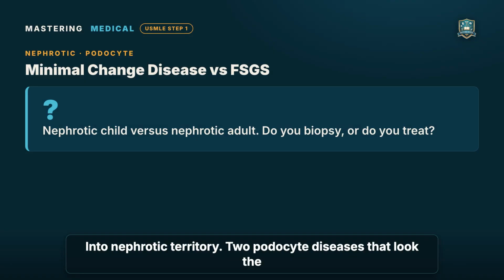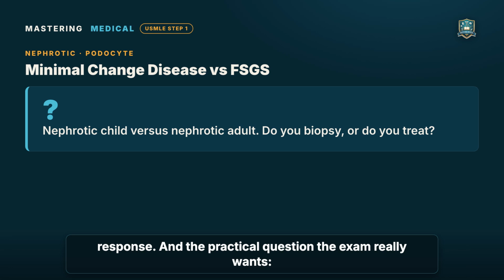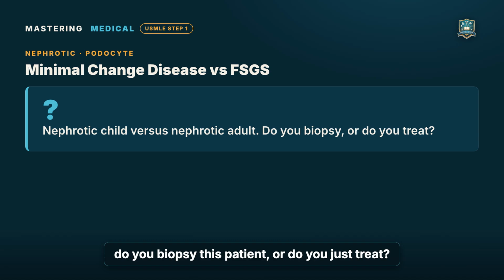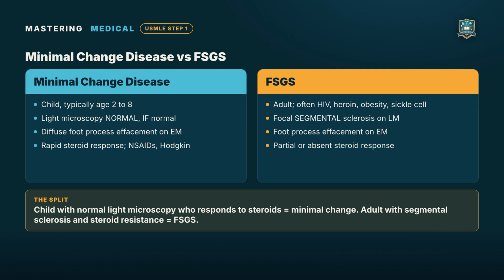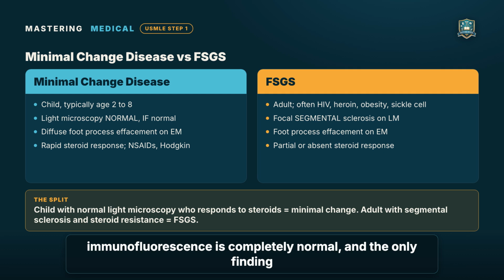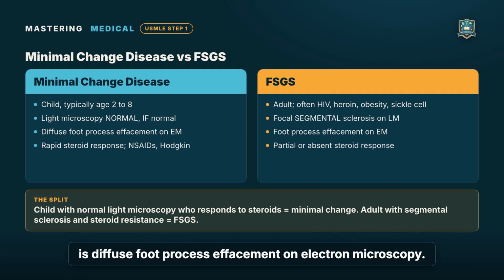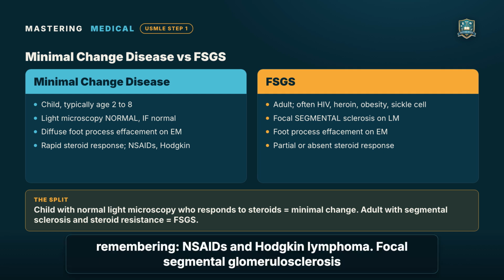Into nephrotic territory. 2 podocyte diseases that look the same on the surface, but split cleanly by age and by steroid response. And the practical question the exam really wants. Do you biopsy this patient or do you just treat? Minimal change disease is the child with nephrotic syndrome, typically age 2 to 8. Light microscopy is normal, immunofluorescence is completely normal, and the only finding is diffuse foot process effacement on electron microscopy. It responds rapidly to steroids. 2 classic triggers worth remembering: NSAIDs and Hodgkin lymphoma.